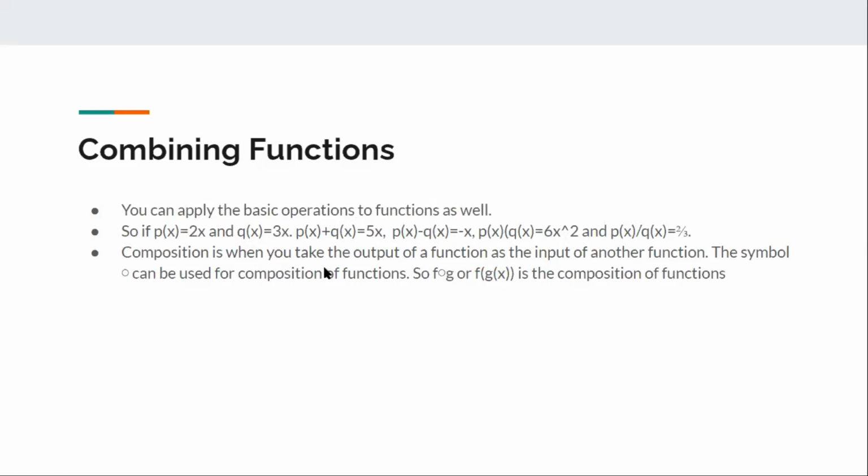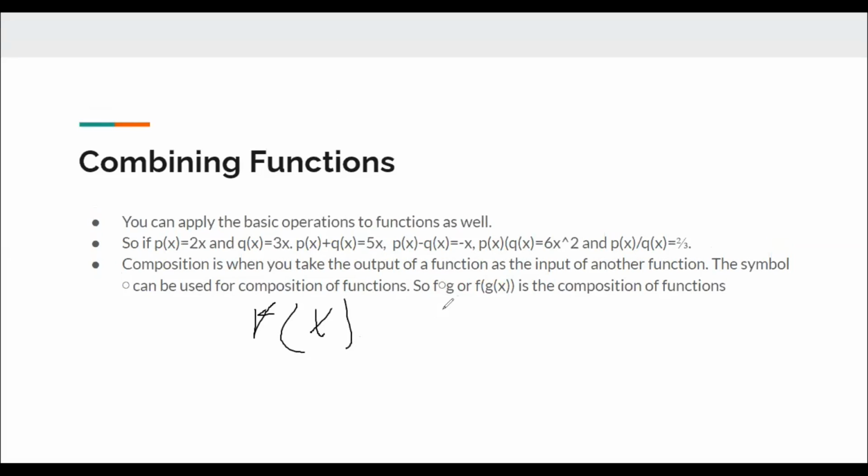And composition is when you take the output of a function as the input of another function. This symbol right here, it's like a circle, can be used for composition of functions. So if there are two functions, say f of x and g of x, and you see this symbol, f circle g, that tells you that you're combining the functions, and it becomes f of g of x. That's how you say it, f of g of x. So that's composition of functions.